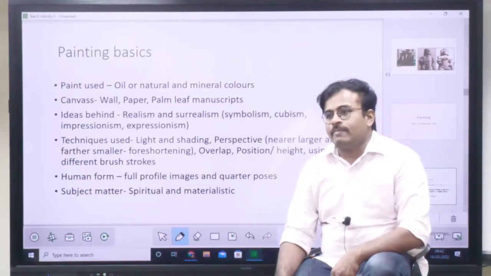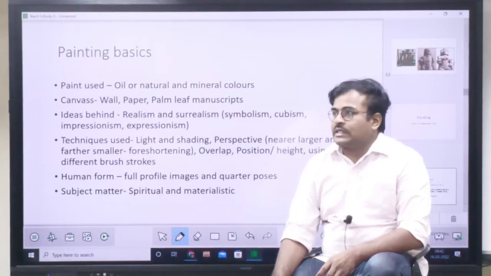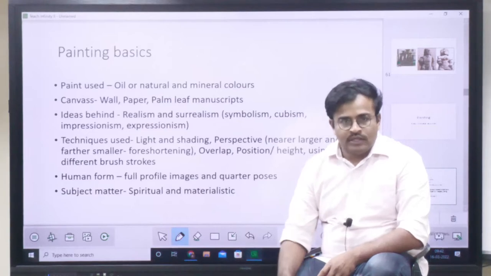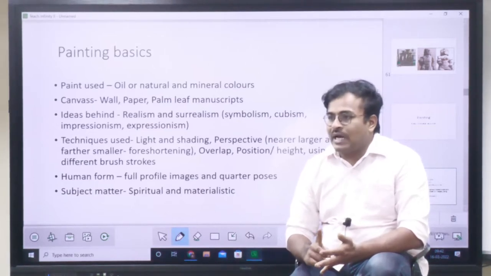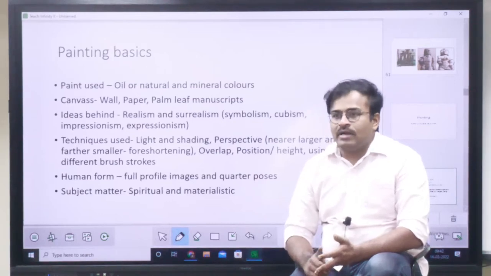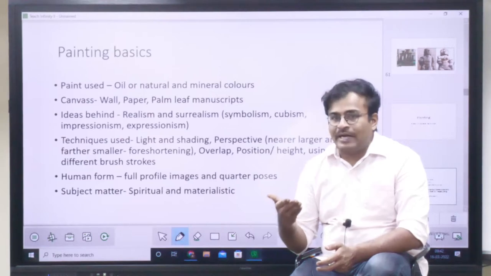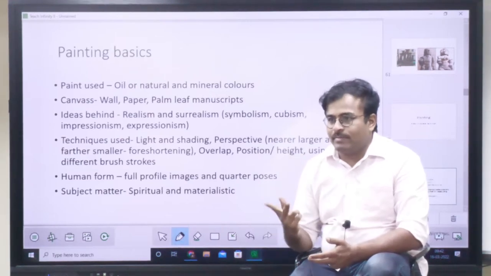Painting can be done on various canvases. One canvas is the wall, and wall paintings are known as murals. Then it can also be drawn on cloth, which was used in earlier times when paper was unavailable. The second is palm leaf or birch bark manuscripts. Two types of manuscripts are there.